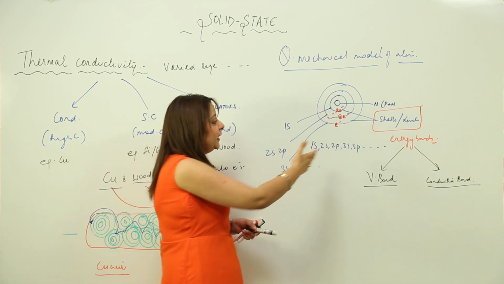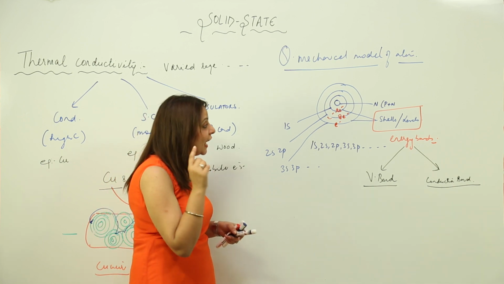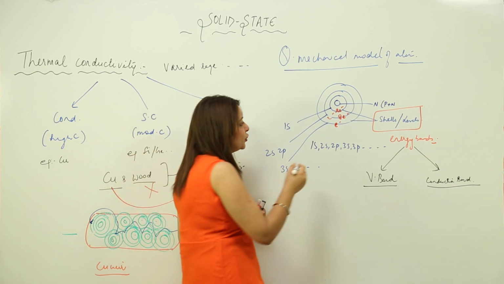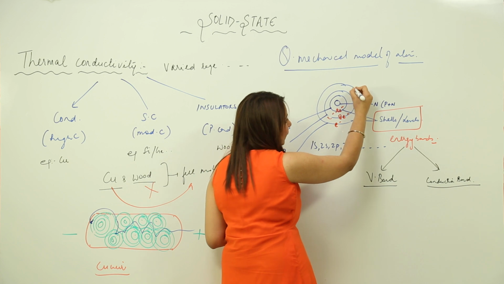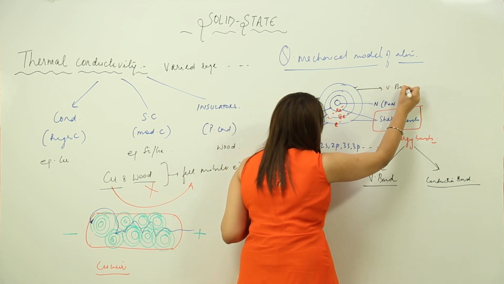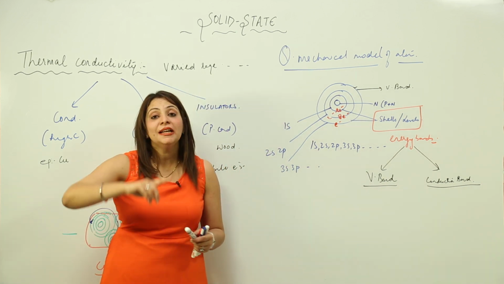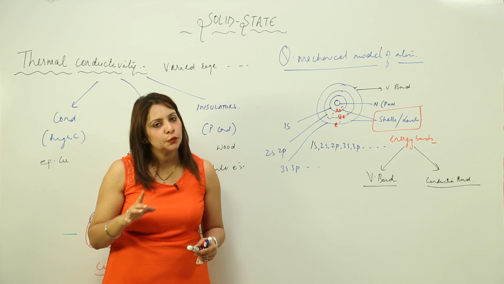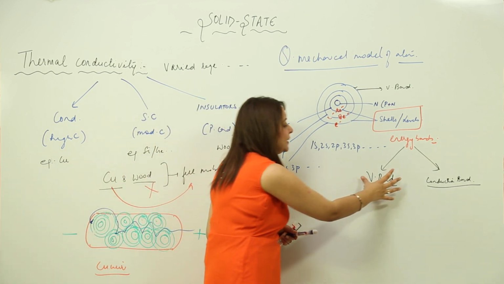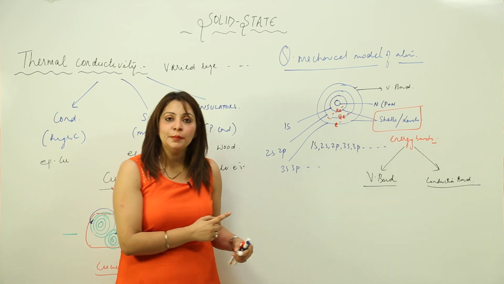So, we know that this is an atom, and we know the energy bands. The last shell of an atom, which one is the last one? This one. This is called the valence band. As I told you, all shells are energy bands, but the last shell is called the valence band. And now, what is the conduction band?